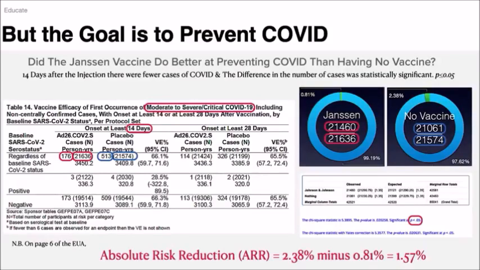Okay, absolute risk reduction, doing the same thing we did before. There's the risk, 2.38% in the non-vaccinated group at 14 days. 2.38 versus the vaccinated group, 0.81 is a 1.57% absolute risk reduction. Let's go one step further.